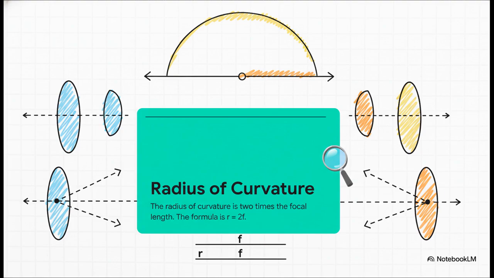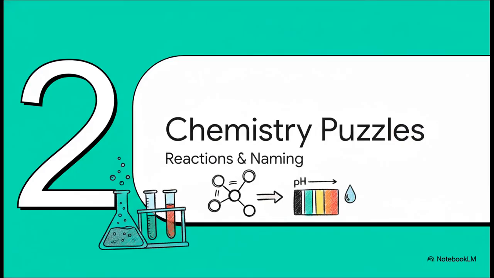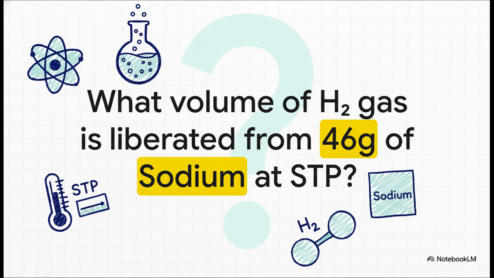Now let's move on. Okay, let's swap our lenses for lab coats because we're heading into the chemistry section. Time to look at some of those puzzles with reactions, naming, and of course, pH. All right, here we've got a stoichiometry problem. The key things to notice are the 46 grams of sodium and that really important little detail, the reaction is happening at STP, standard temperature and pressure.